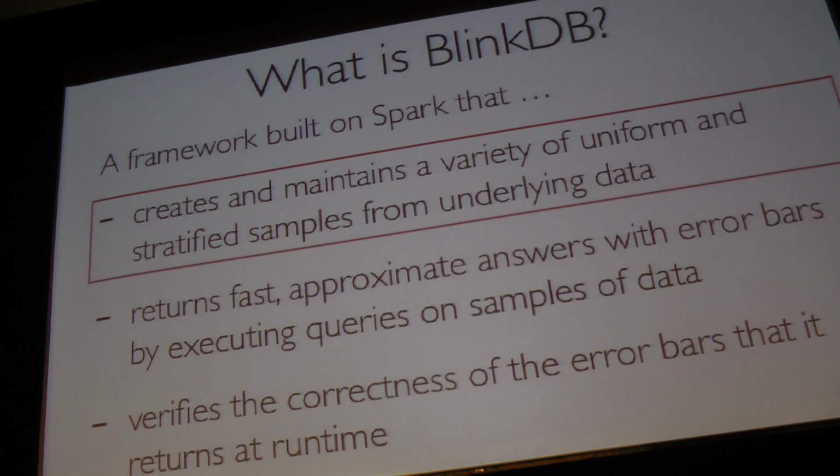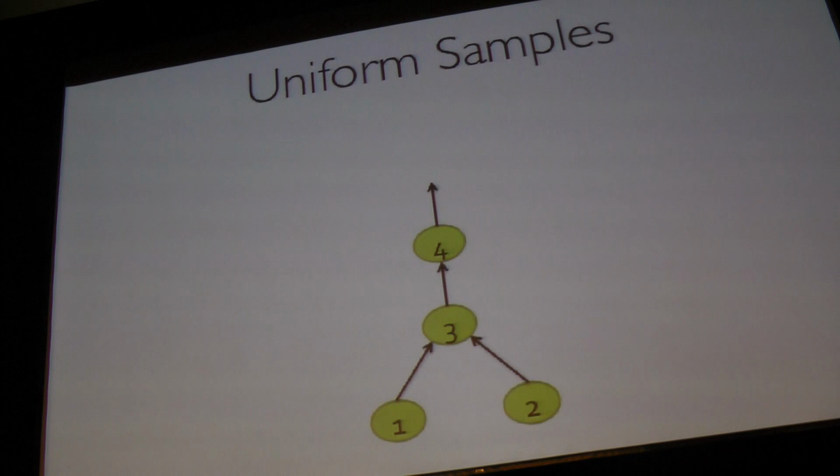Okay, so I'll give a very brief introduction to each of these aspects of the system, and feel free to ask me any technical details further if you want. First of all, creating uniform and stratified samples. We essentially allow the user to have a uniform sampling operator anywhere in the query graph. So let's say that this is a simple query graph. We can seamlessly allow users to add a uniform sampling operator in this query graph.